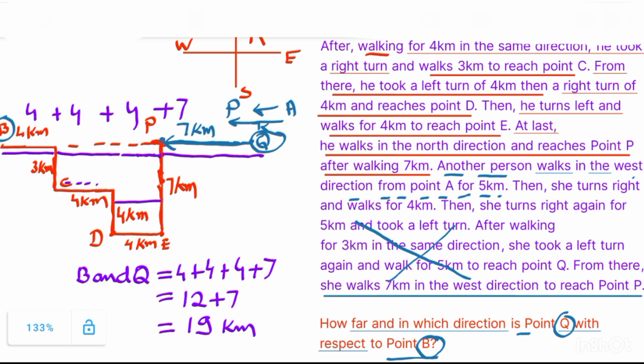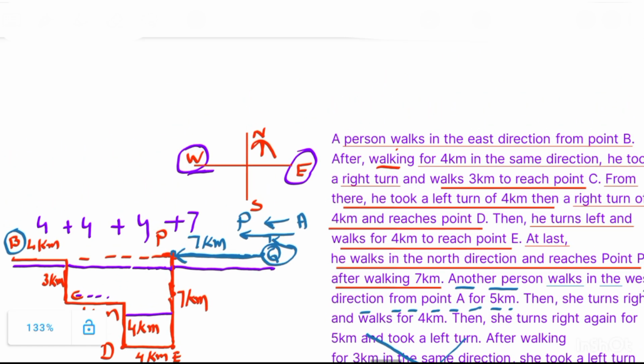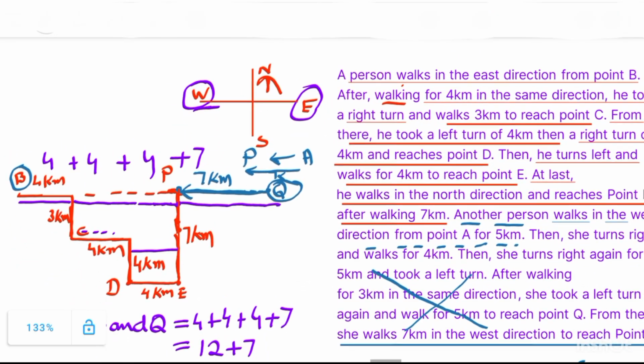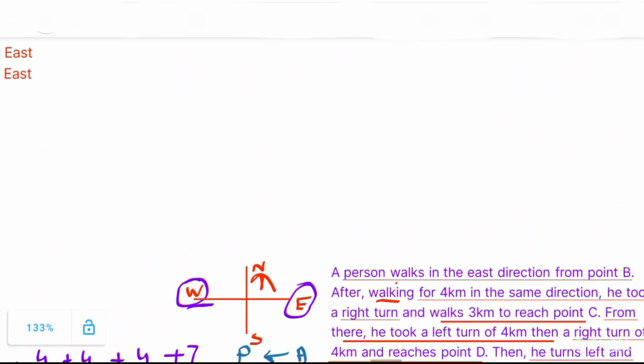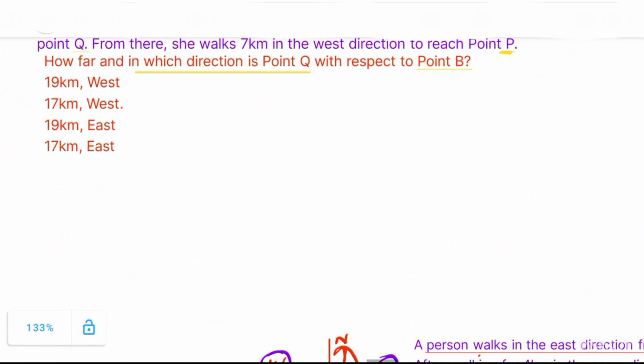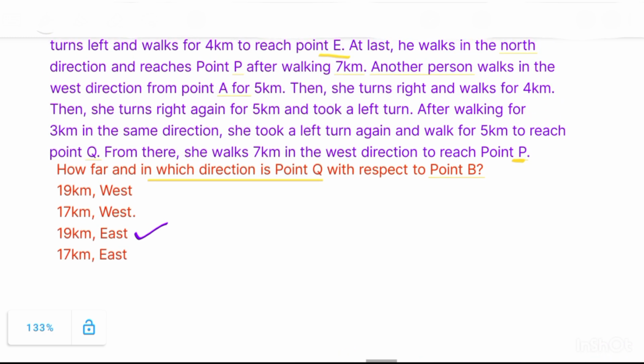Okay, and in which direction is point Q? B, here we have direction, so B is in west and Q is at east. So Q is in east direction of B. So in the given options, option C is correct. Okay, so I hope this was very easy to understand.